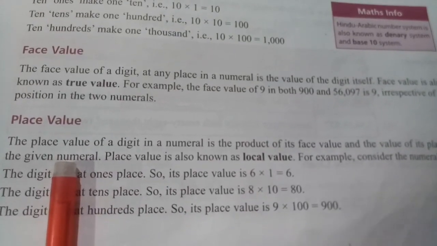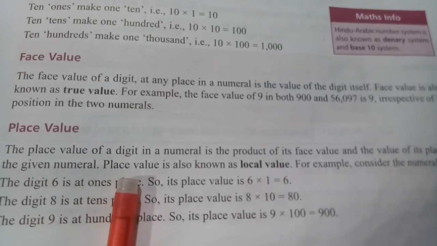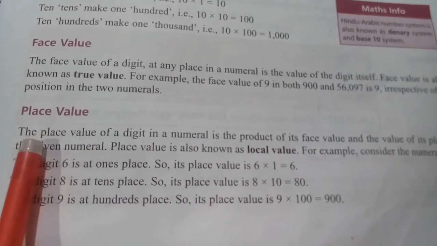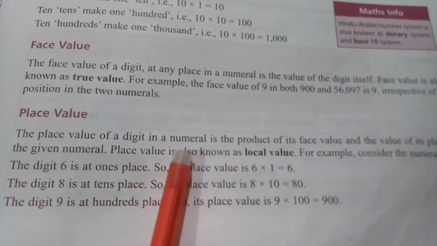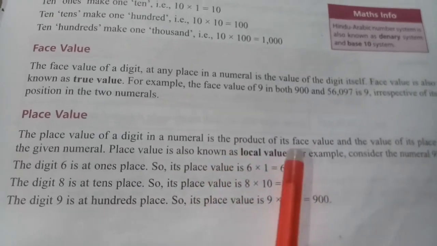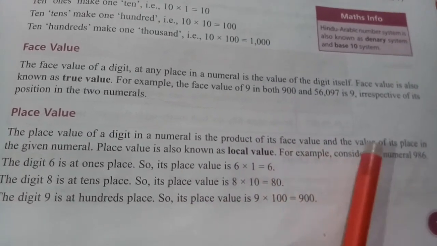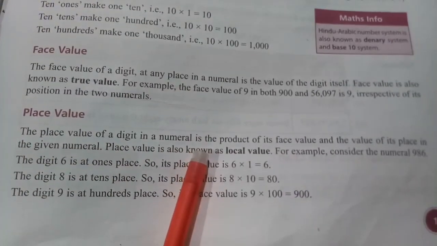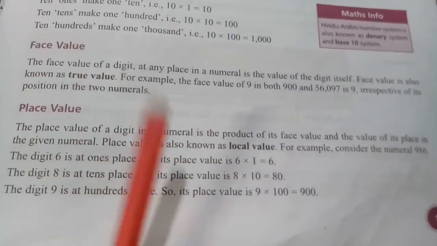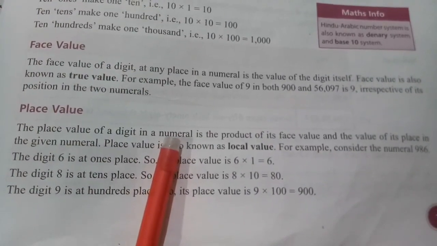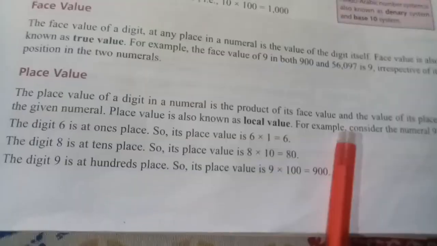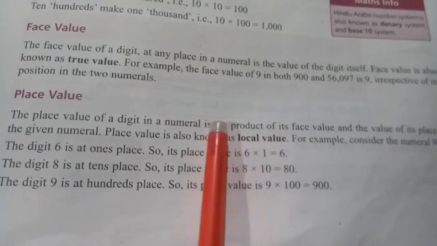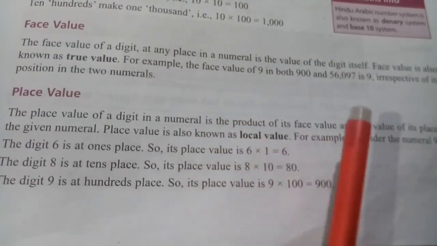What is place value? Place value is the value of each digit in a number. In your book it is given, the place value of a digit in a numeral is the product of its face value and the value of its place in the given numeral. Same example I give you, like 350. If we find out the place value of 5 in 350, what is your answer? 50. It means 50 is your place value.